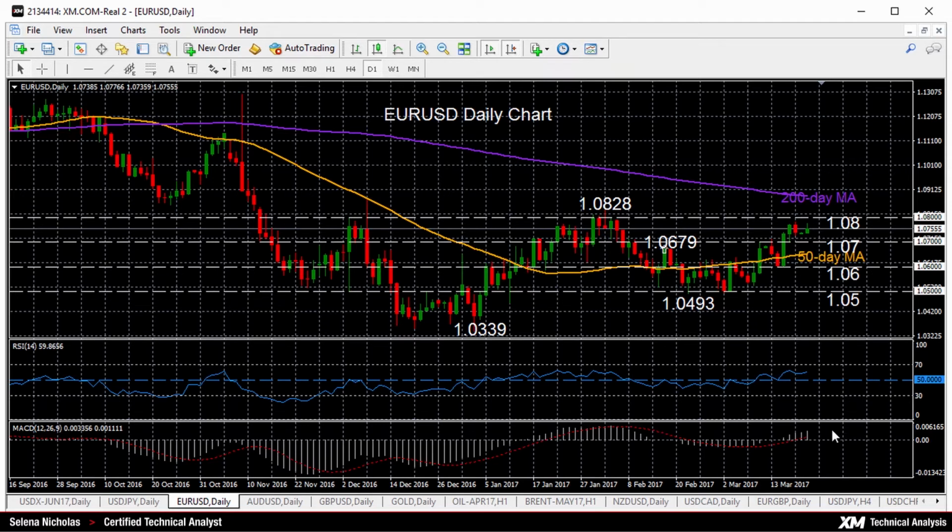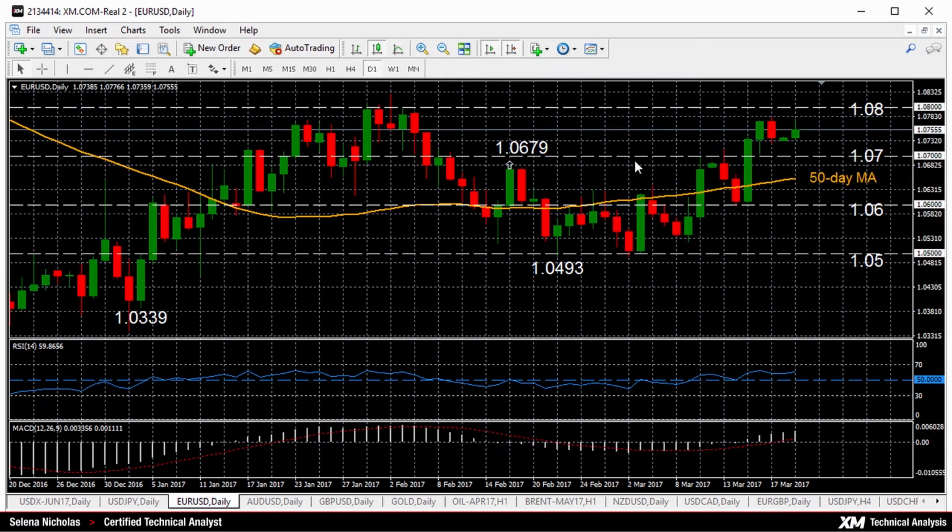But let's take a look at support levels should prices fall back down. Of course, 1.07 comes into view as immediate support. If prices fall below the 50-day, the bias would turn more back to the downside to target 1.06 before heading towards 1.05, which was tested a few times recently.